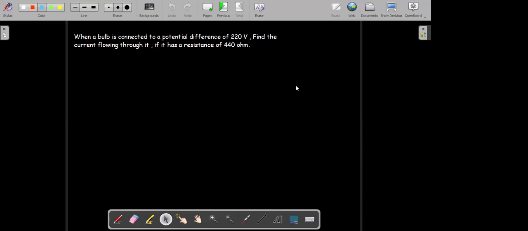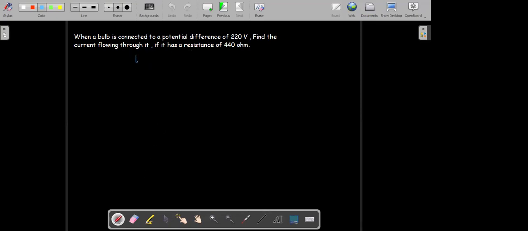Kalki? Kalki: Sir, 1 by 220. 1 by 220. Okay, let us see. We had just seen the formula for Ohm's law. Yeah, Kashvi, you are correct.